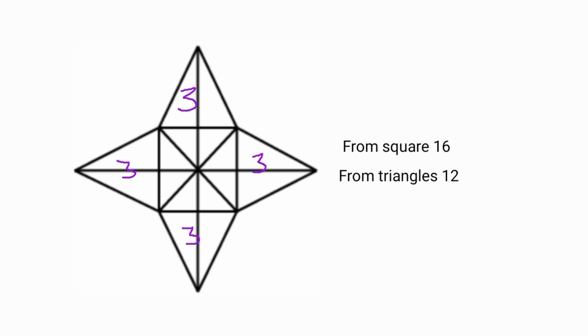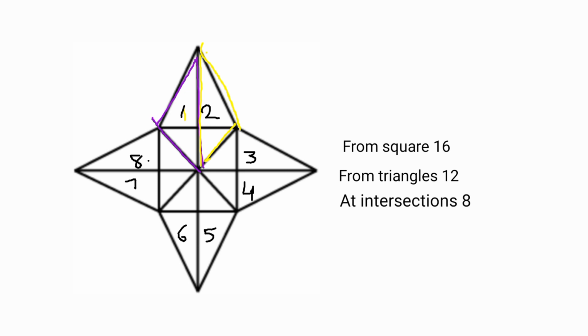Now we have to see for the intersection. We know that at each intersection 2 triangles will be formed. That is, in total at the intersections 4 into 2, 8 triangles will be there. So the total number of triangles in the entire figure is 16 plus 12 plus 8, that is equal to 36. Next is to find the number of triangles in these two figures.